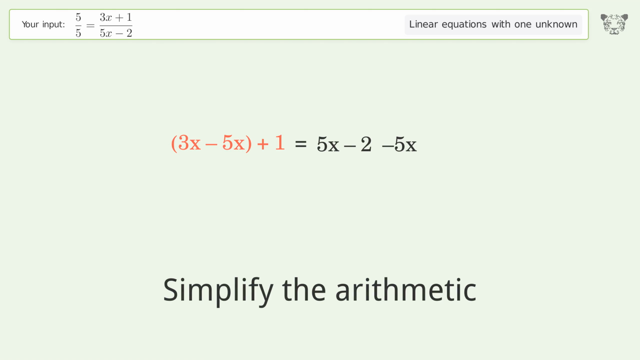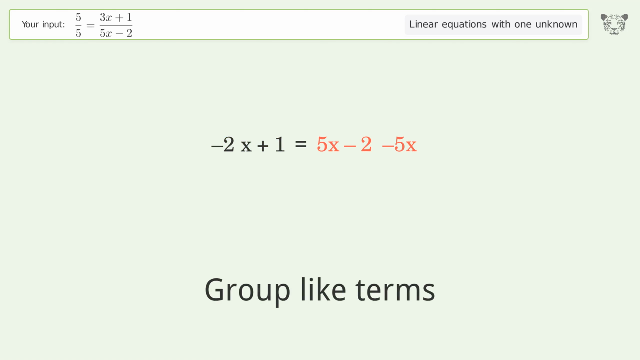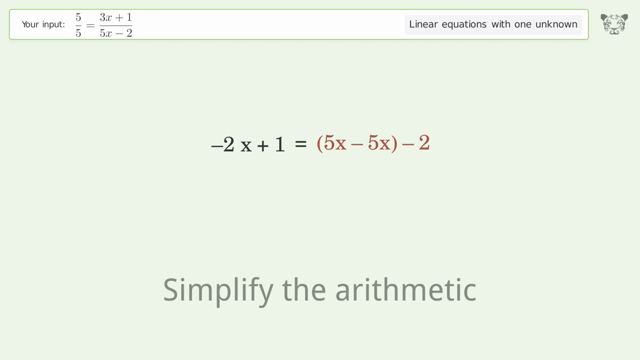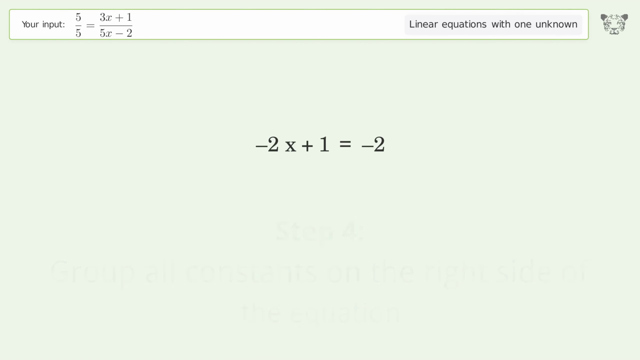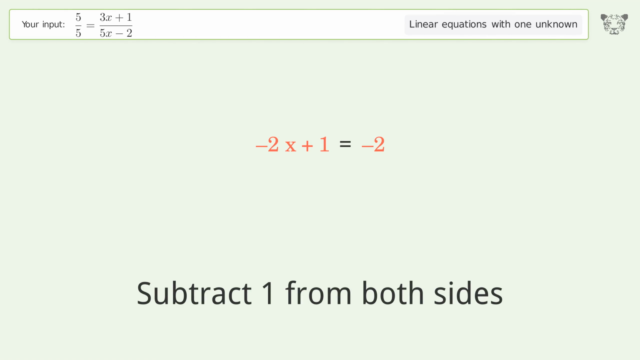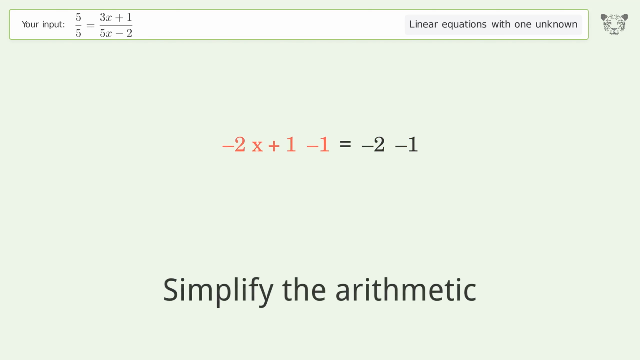Simplify the arithmetic. Group like terms. Simplify the arithmetic. Group all constants on the right side of the equation. Subtract 1 from both sides. Simplify the arithmetic.